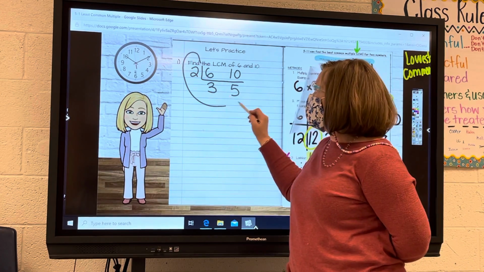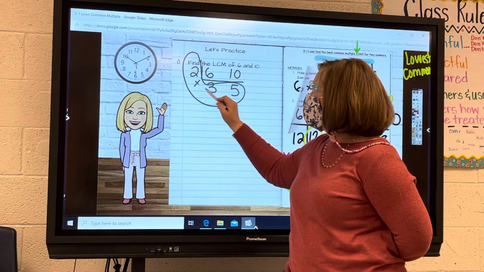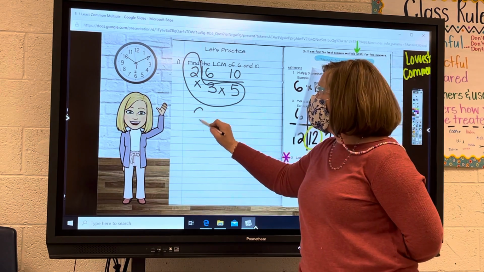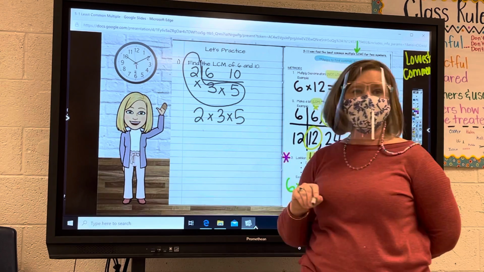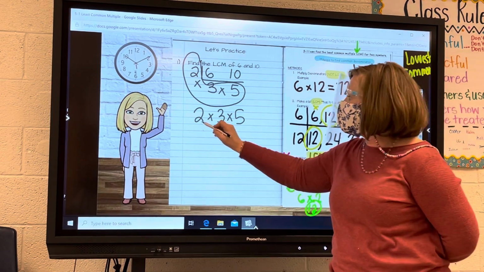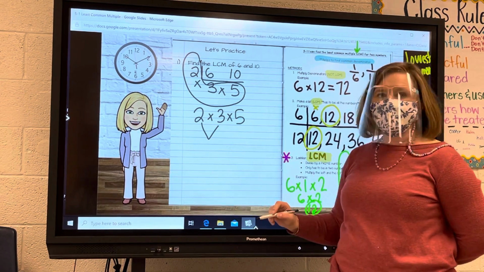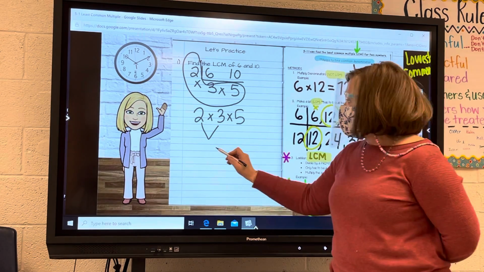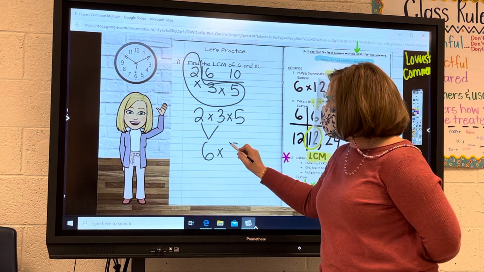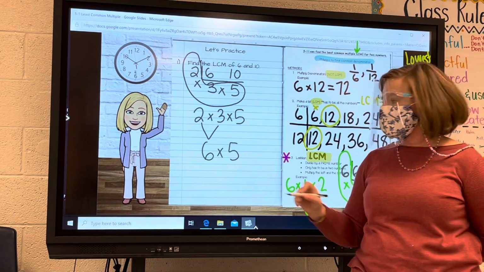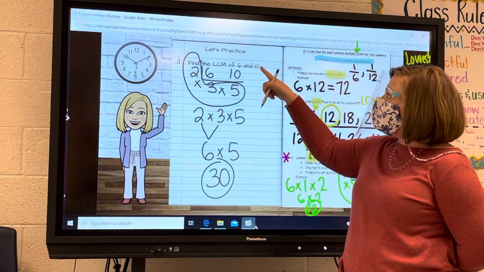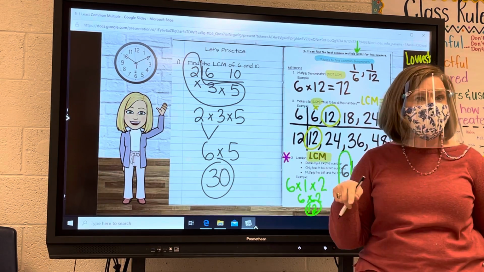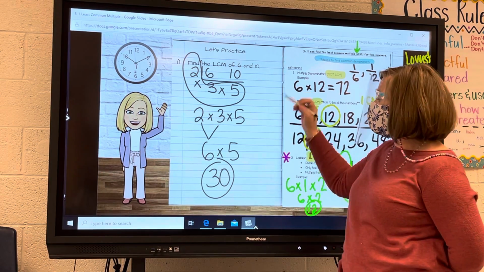Draw our big L. And we have 2 times 3 times 5. What's 2 times 3? 2 times 3 is 6. Times 5 is 30. So the least common multiple of 6 and 10 is what? 30.